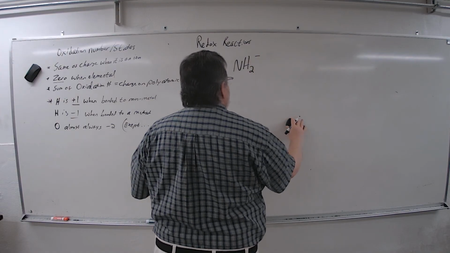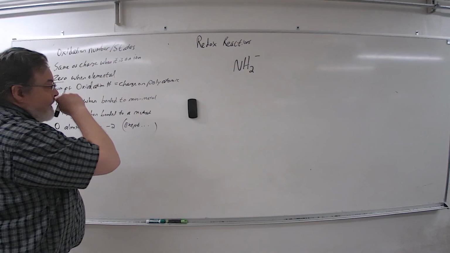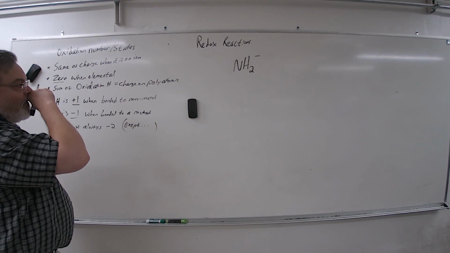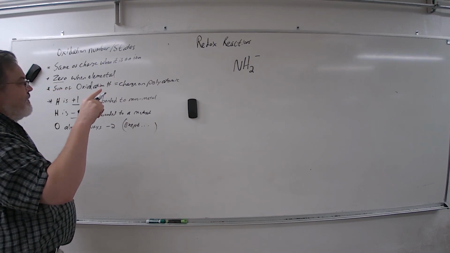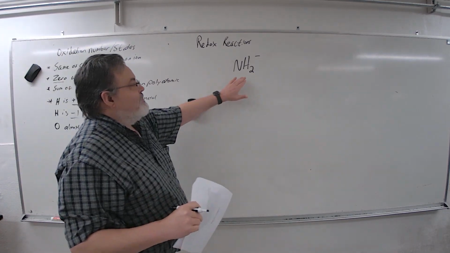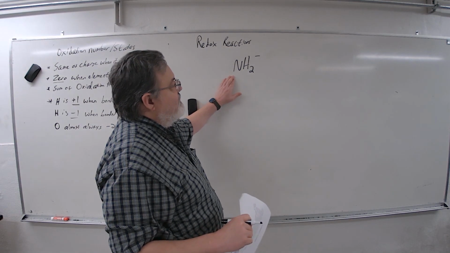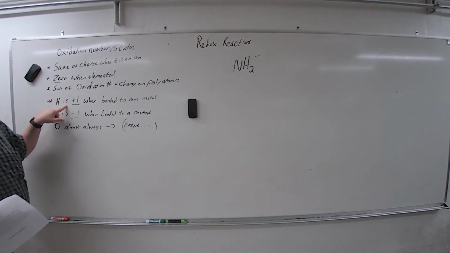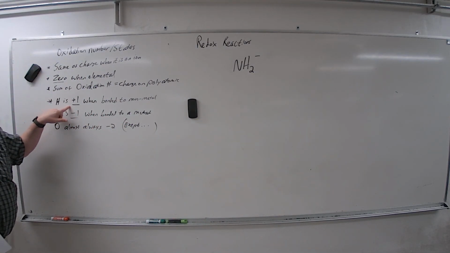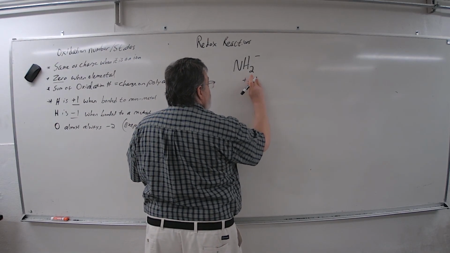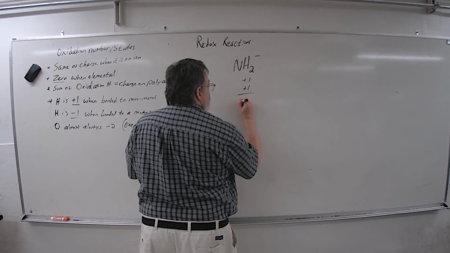NH2 negative. Okay, so hydrogen is bonded to a nonmetal. So what's the charge on hydrogen? Bonded to a nonmetal, so its oxidation number is +1. We have +1, then +1, we have a total of +2.